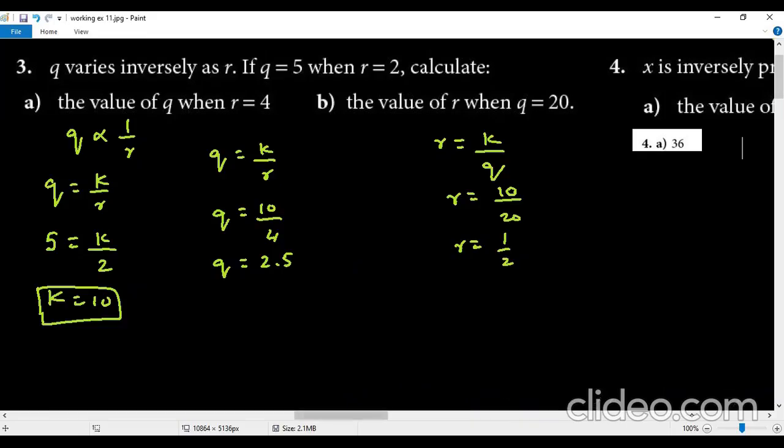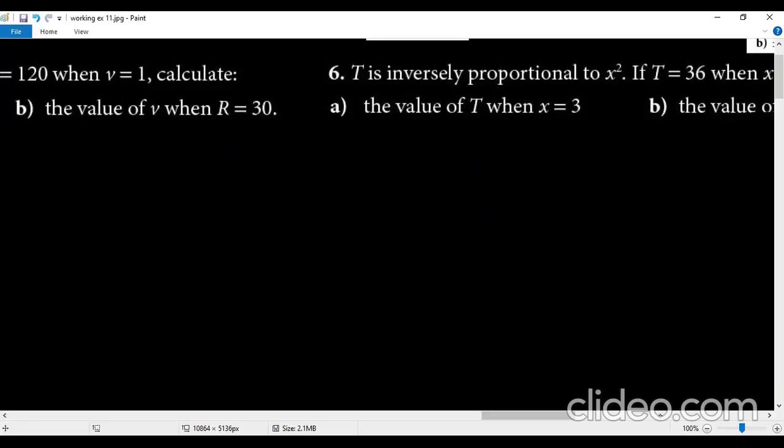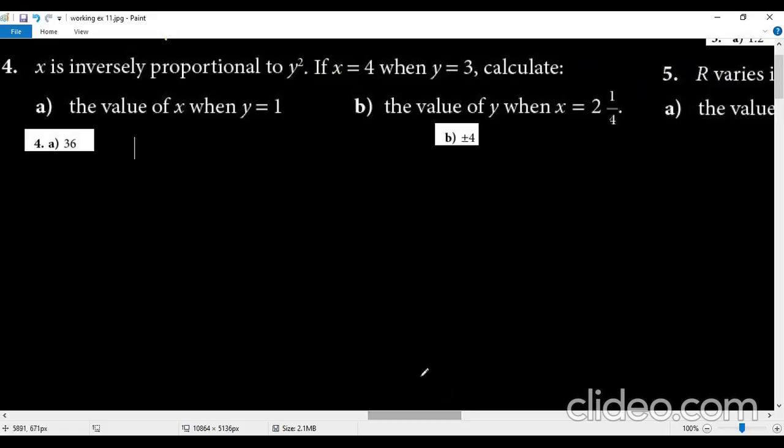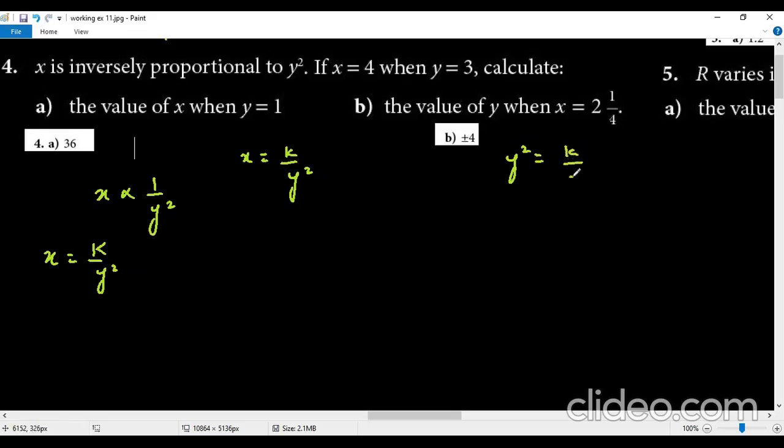Now the next question is question number 4. It says x is inversely proportional to 1 over y square. That means x is equal to k over y square. So this is the formula. We will use this, and over here it is going to be y square equals k over x.